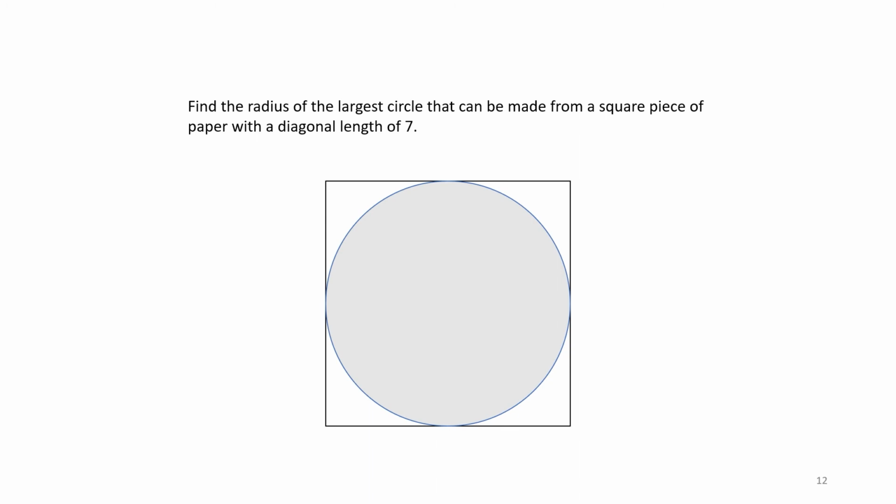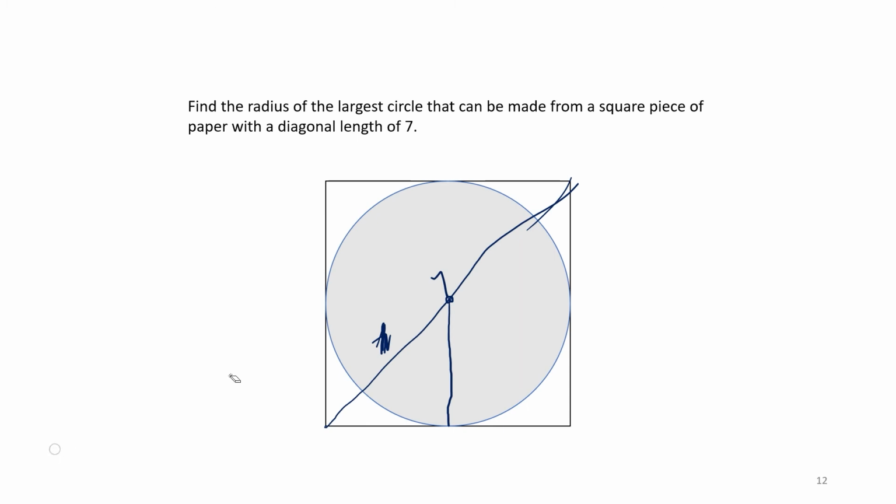This one's a little more complicated. Find the radius of the largest circle that can be made from a square piece of paper with a diagonal length of 7. So I've done the square and the circle, and the diagonal of the square is 7. So this length is 7. And we want to know this length. This is the radius of the circle. So, well, I shouldn't put 7 there then.